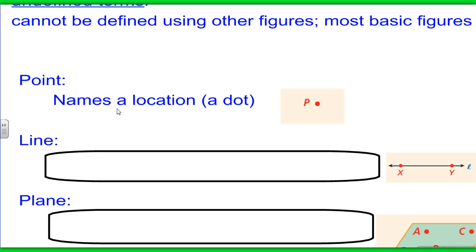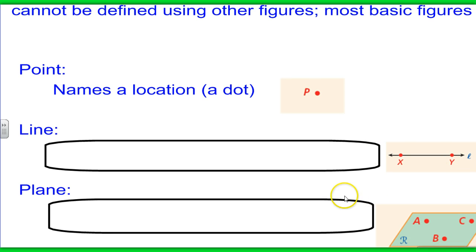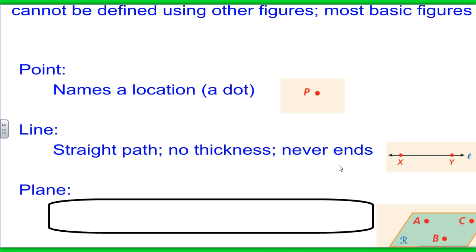So a point names a location. It's a dot. We have point P. A line, you probably have a good definition for this. I've heard you all say this before, but it is defined by 2 points, right? And all of the points between and beyond them. So they say here that it is a straight path. There's no thickness. It never ends.